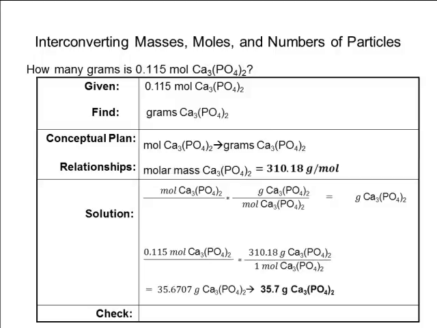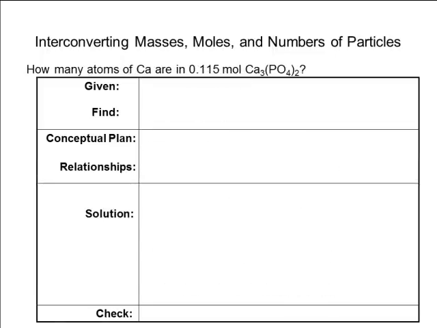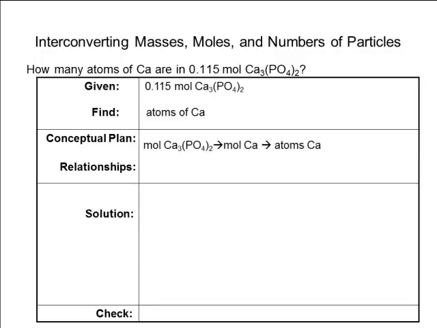Okay, so we're going to look at a slightly different type of calculation, but it's going to have a lot of similarities. So this time around, we're going to calculate how many atoms of calcium are in the 0.115 moles of calcium phosphate. We're given 0.115 moles of calcium phosphate. We need to find atoms of calcium. So to do the conversion, our conceptual plan will go from moles of calcium phosphate to moles of calcium, then from moles of calcium to atoms of calcium.